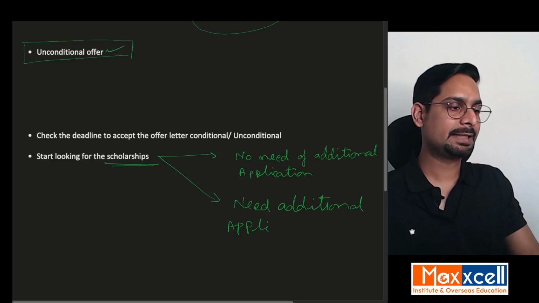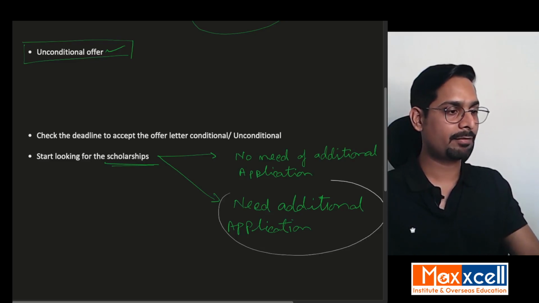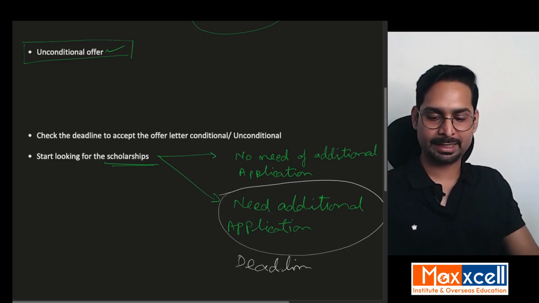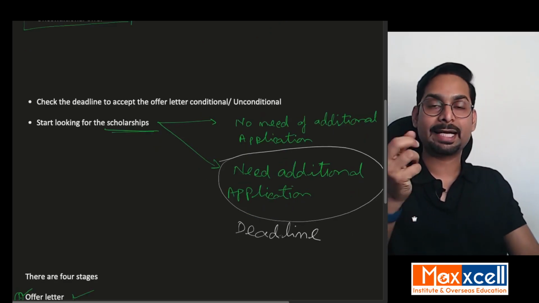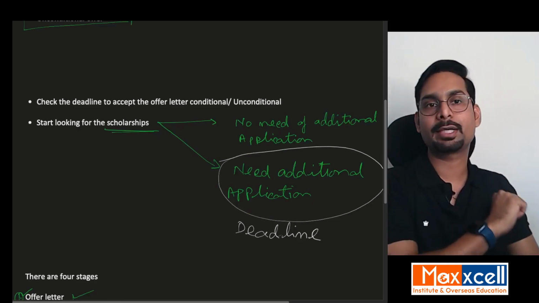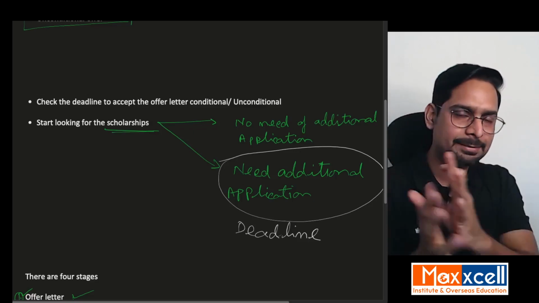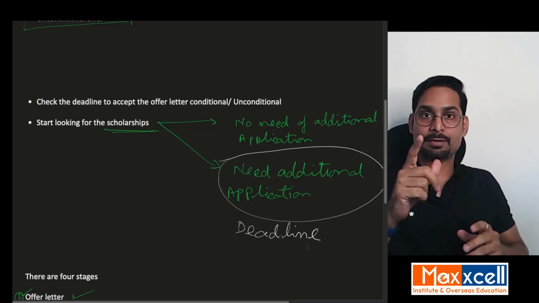The scholarship which needs an additional application will always have a certain deadline. And usually, in my experience, it is after you accept the offer letter. So you need to have the offer letter, accept the offer letter, then you can apply for these kinds of scholarships. In exceptional cases, for example, if you see the University of Bristol.